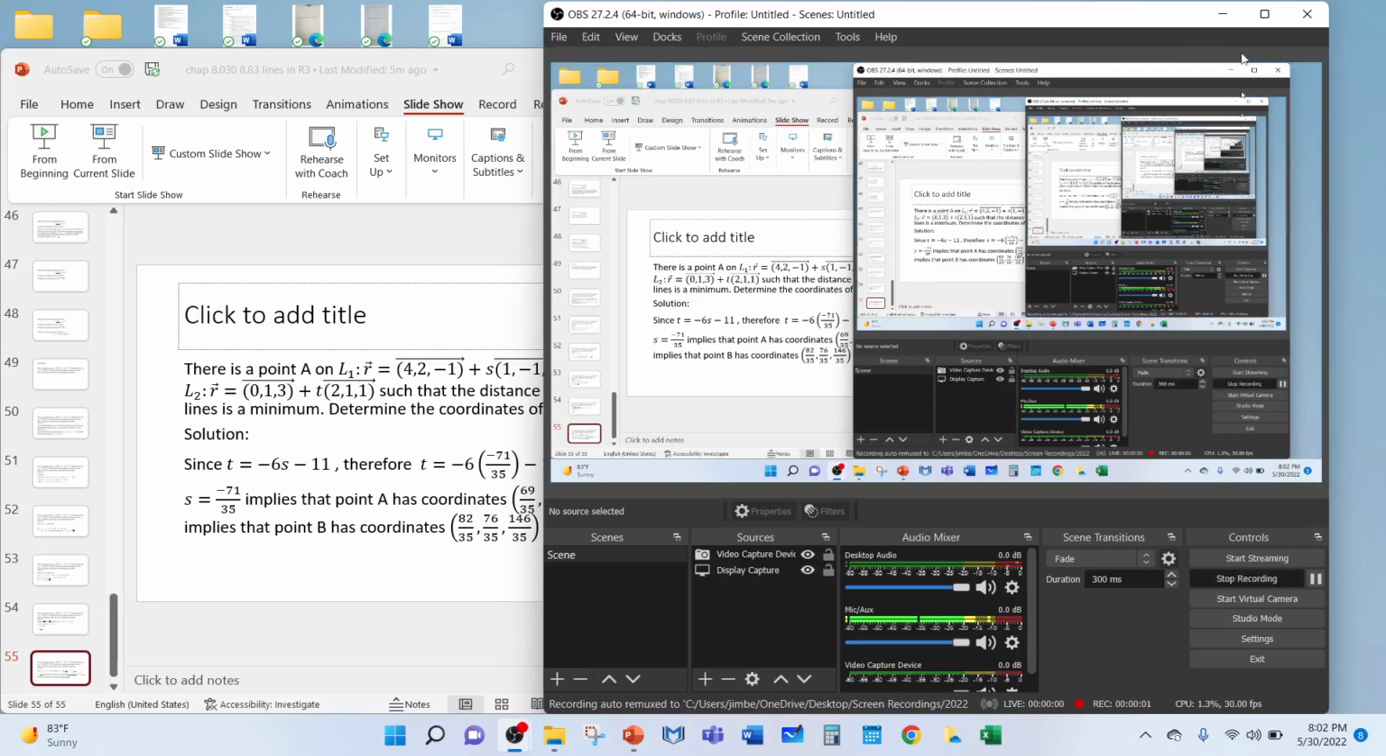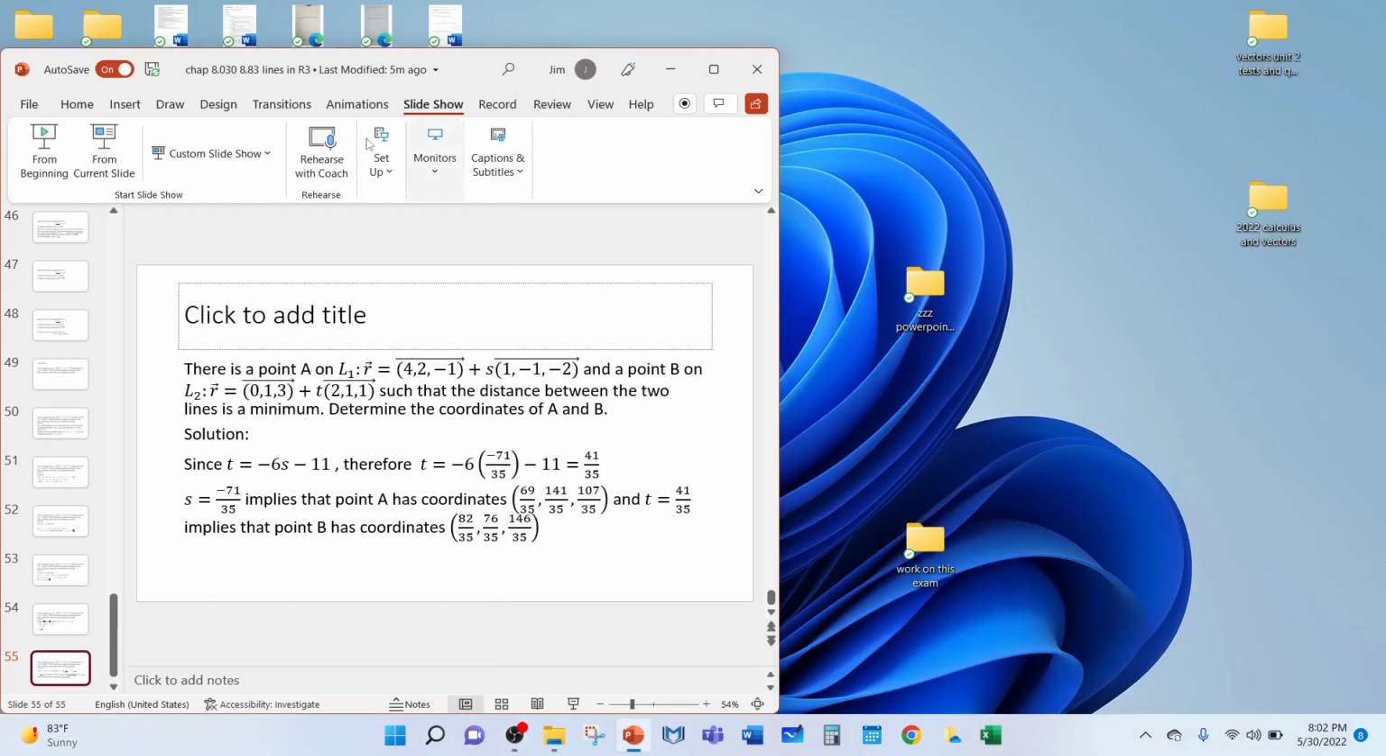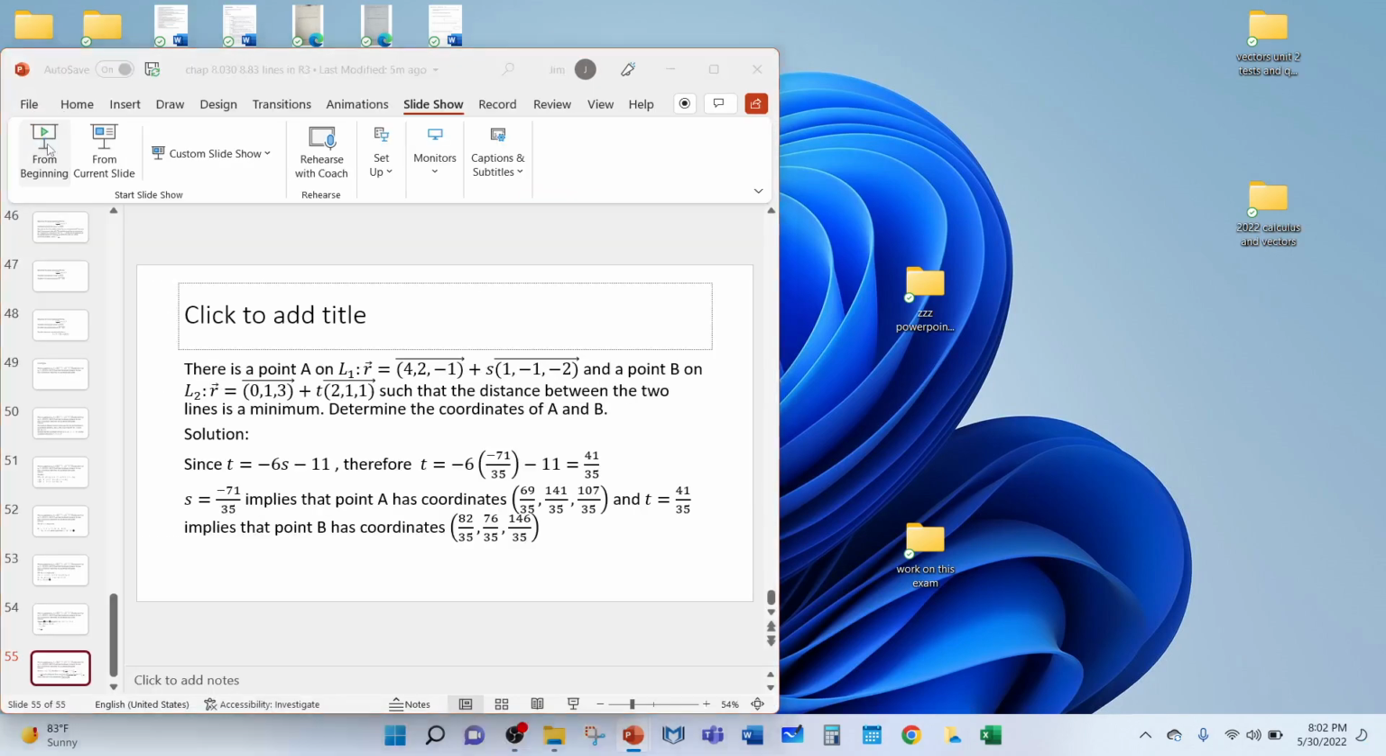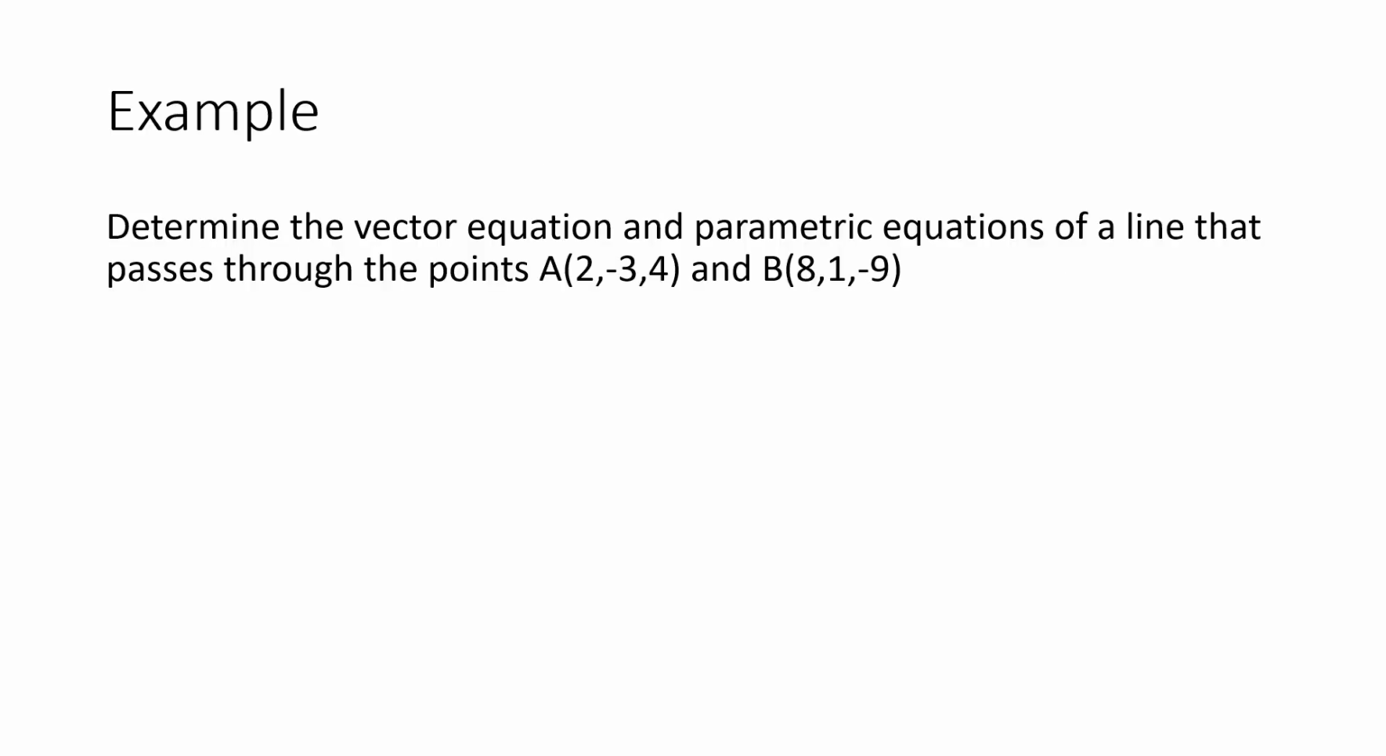In this video, we're going to talk about vector equations, parametric equations, and symmetric equations of a line in R3. First, let's determine the vector equation and parametric equations of a line that passes through the points A(2, -3, 4) and B(8, 1, -9).